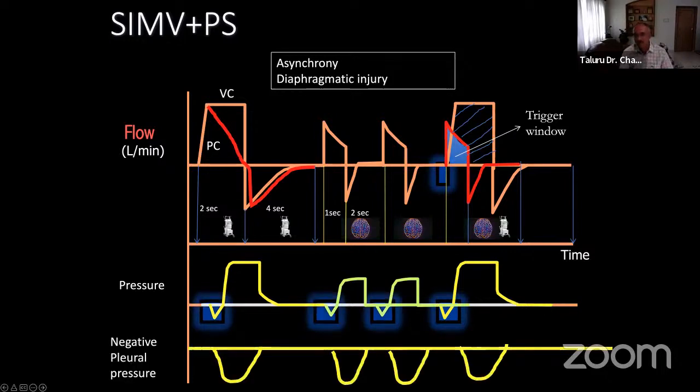See, the diaphragm is still contracting. The diaphragm doesn't keep quiet. How does it? Does the diaphragm know, okay, the next breath is the mandatory, let me keep quiet, the ventilator will support me? It doesn't know. You have not proved it.